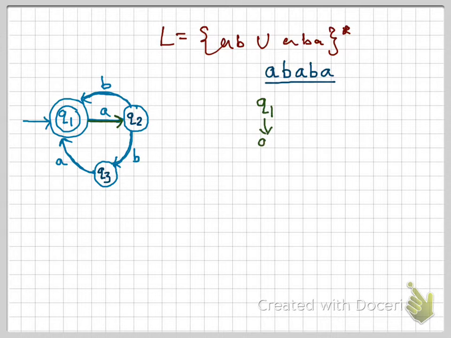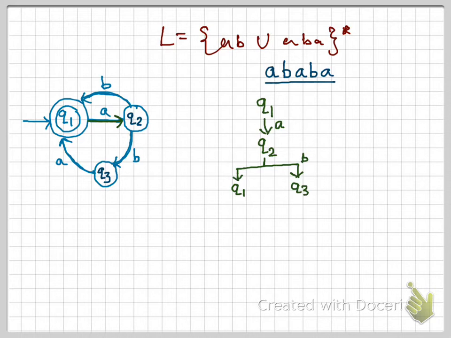Even in a deterministic automata we were doing this. Now when I read the next symbol B, if it was a deterministic machine, I would go to exactly one state. But in this case, when I am reading B, I can either go to Q1 or I can go to Q3. So at this point, the machine breaks into two parts and you can take any possible path. When I am reading a B over Q2, I can come back to Q1 or I can go to Q3. Now these are two paths on which my machine can go.